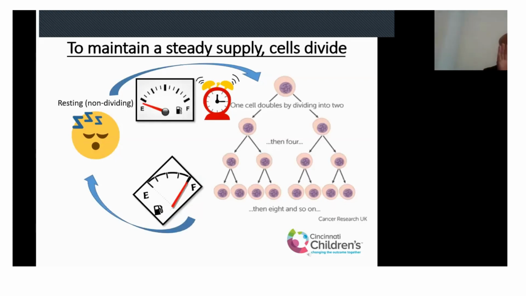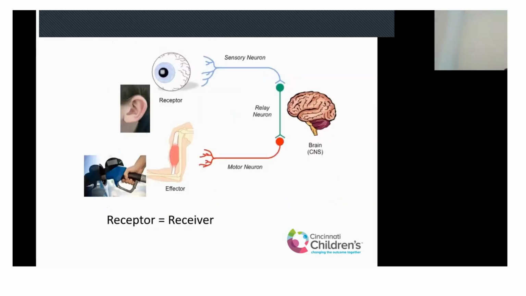This whole process works similar to a gas tank in a car, where if you run low on fuel, you can see with your eyes that, oh, my gas tank is running low. Sometimes some of us are not very good at recognizing that. So now the manufacturers have added a sound that goes off when your tank is running low. So it's our ears that hear that sound, and it's our eyes that see that tank. We call these things that see or hear a receiver or a receptor.